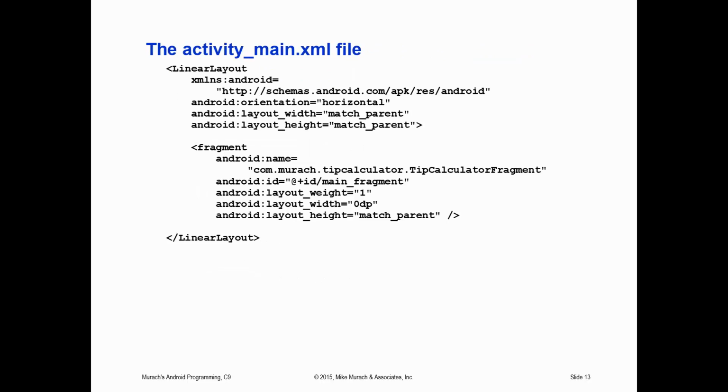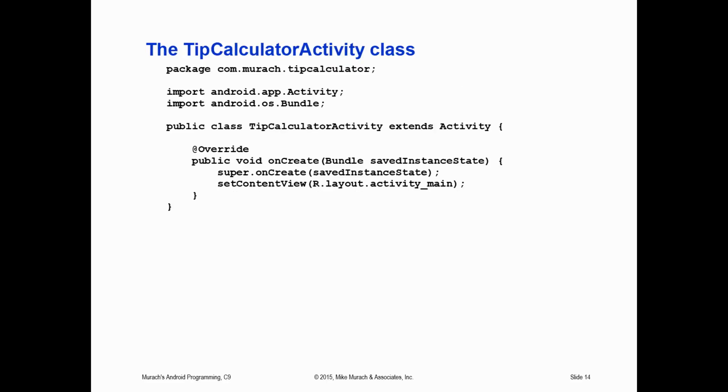As far as displaying a fragment in an activity, figure 9.5 on page 269 shows how this is done. To start with, you can create an XML file that contains the layout for the activity. After you create that, you can use the activity class to display the layout. And that's what's shown here.